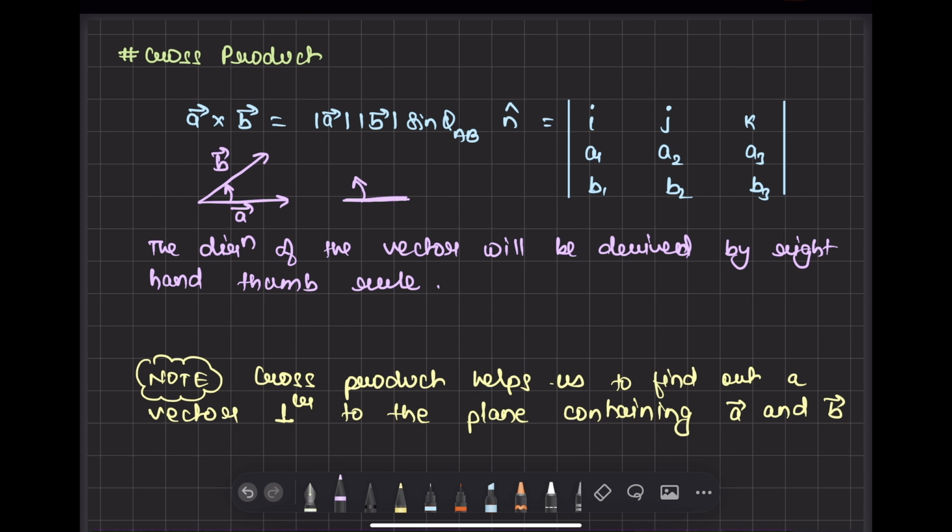Similarly, if we go with b cross a, we have to put our palm along vector b, with the face of the palm towards vector a, and then rotate. If you observe, the thumb is trying to go inside the plane. So b cross a and a cross b are two different things.